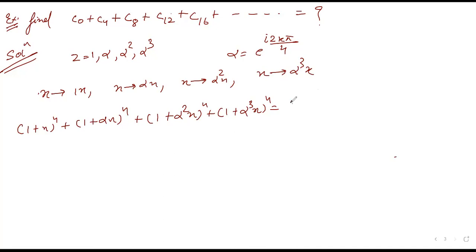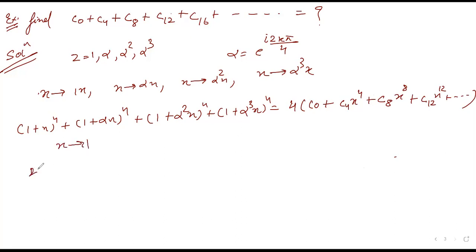4C naught. 4C naught plus 4 is coming common everywhere. Then C4 x raised to the power 4, then C8 x raised to the power 8, C12 x raised to the power 12, and so on. But x is not coming there. So what is the treatment for x? Put x equal to 1, sir. Yes, x is replaced by 1 only. Now the problem is solved.